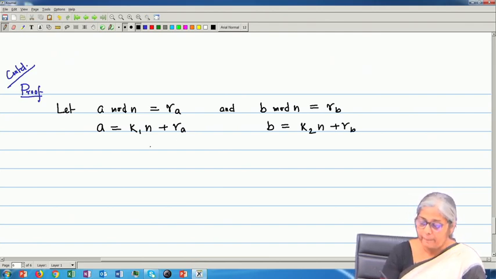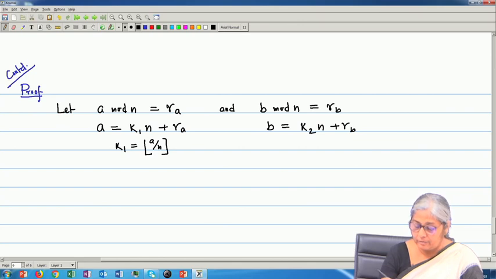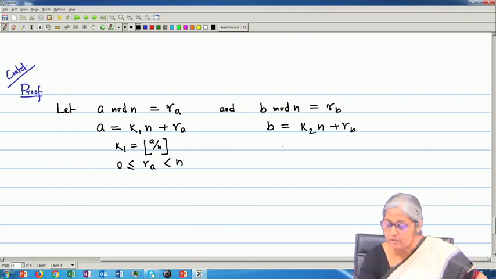So, here I can write that k1 is floor of A by n, and 0 less than or equal to r_a less than n. Similarly, here I can write k2 is floor of B by n, and 0 less than or equal to r_b less than n.